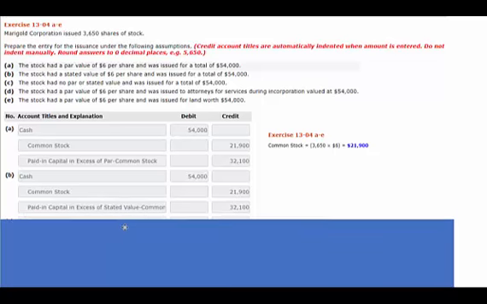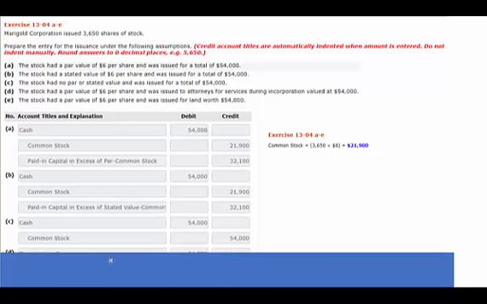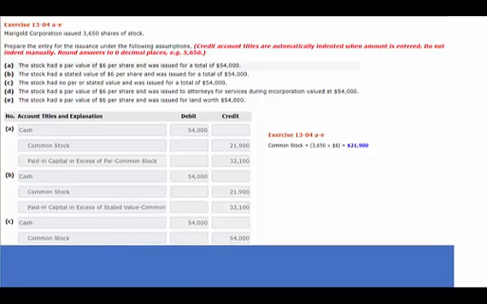Okay? All right, then C says the stock had no par or stated value and was issued for $54,000. Well, in that case, we simply debit cash for $54,000 and credit common stock for the same dollar amount. Okay? That's the proper treatment when there's no par value or no stated value.